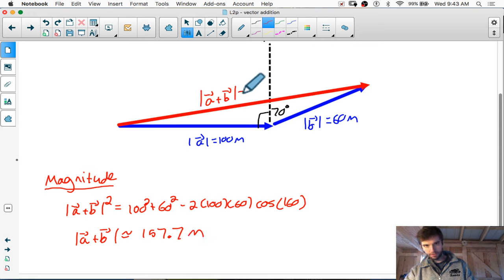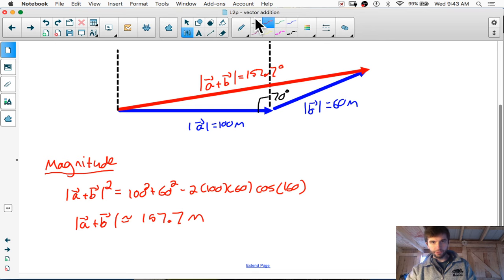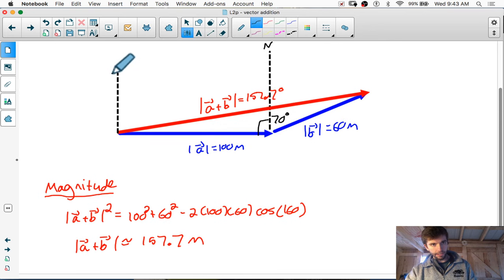So the magnitude of this is 157.7. So I now know all three sides of this triangle. So I could find any angle in this triangle I want. And when I describe the direction of this, like I said, we could do a quadrant bearing or a true bearing. I'm just going to draw an invisible north line here as well, just because when I describe the direction of it, I could describe it as a quadrant bearing by saying north and then how many degrees towards east. And I'll call that beta.